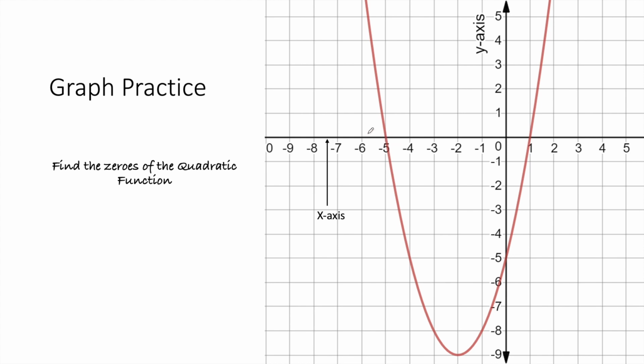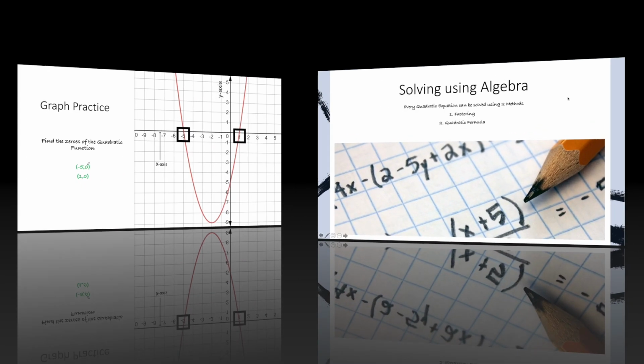So you can see on the left-hand side, we cross this line at -5. So that would be one of our zeros. And on the right-hand side, we cross the x-axis at 1. So that would be another one of our zeros. Those are our two answers.